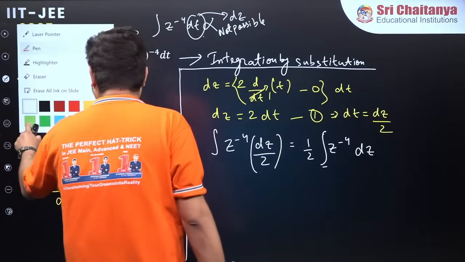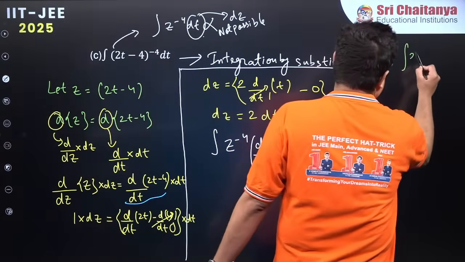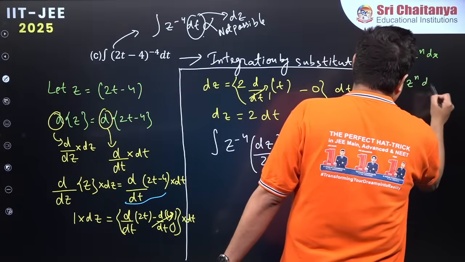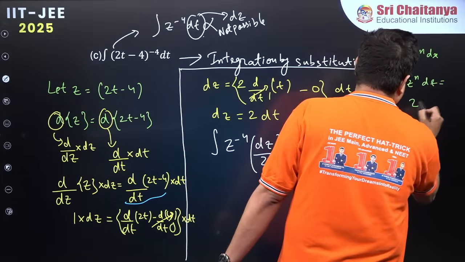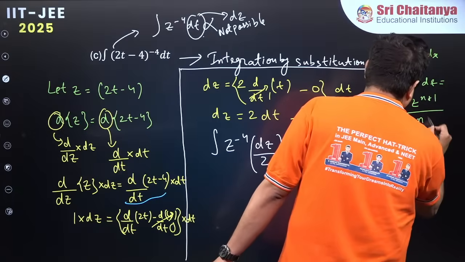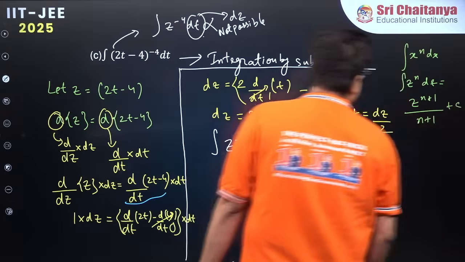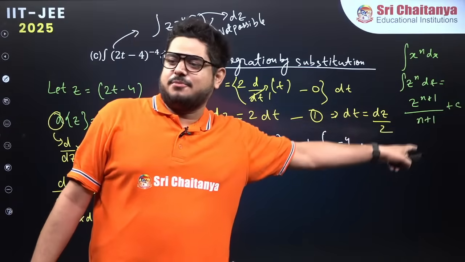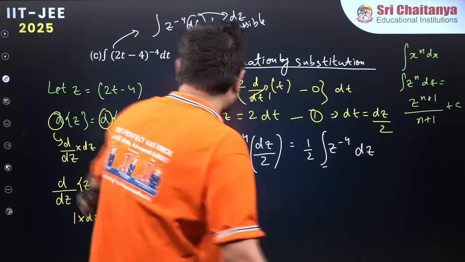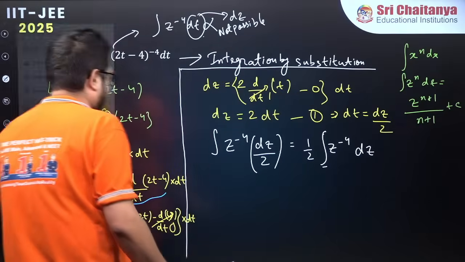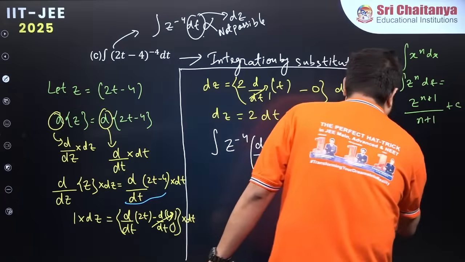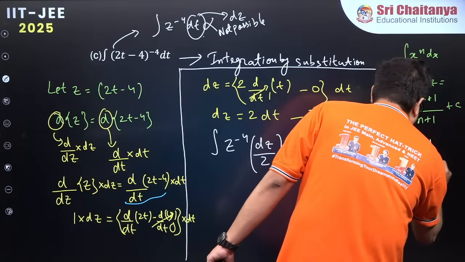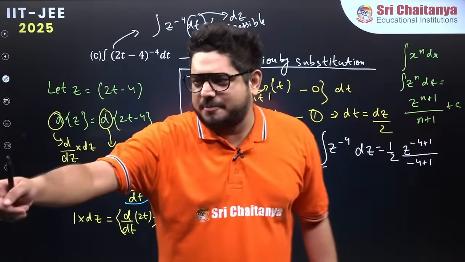Once again, which identity needs to be used? Integral of x to the power n dx, right? Same thing we can treat for z to the power n dz, which is equal to z to the power n plus 1 by n plus 1, plus c. The same integration formula we are supposed to use. So now this integral becomes equivalent to half of z to the power minus 4 plus 1 by minus 4 plus 1.